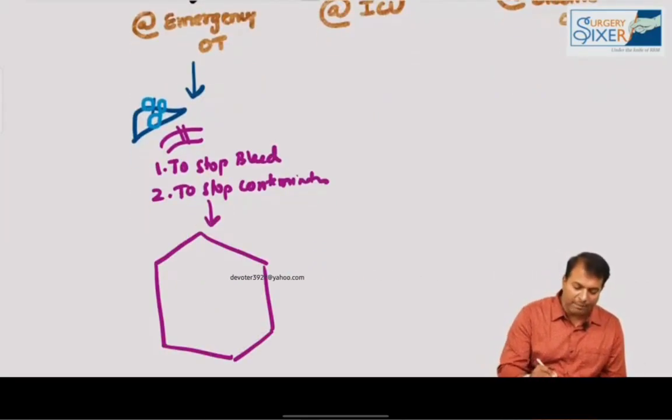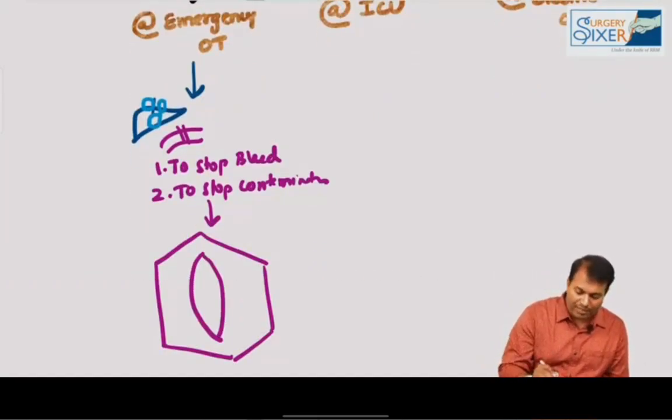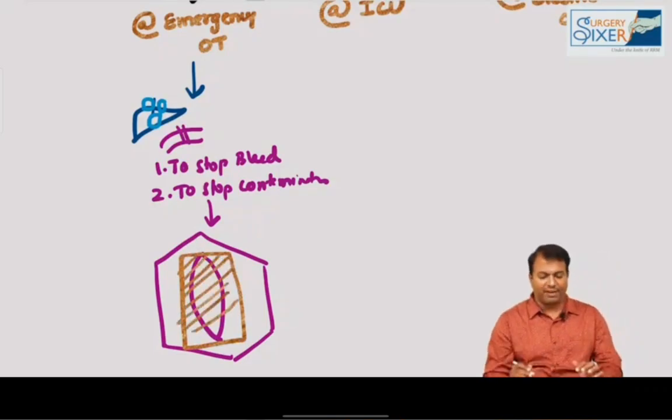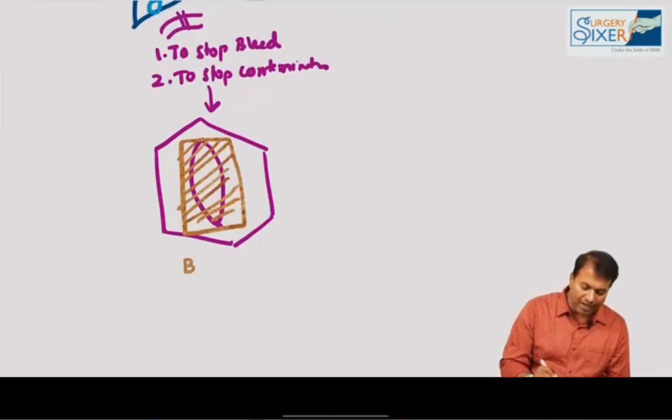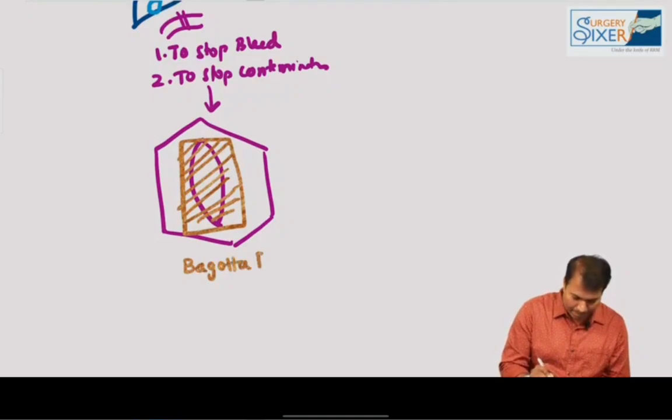keeping a sheet on the abdomen, which is already open, because I'm going to open it after some time. So I will just keep a sheet like this on the abdomen. What is the name of this sheet covering? There are many names. The Indian method commonly done in government hospitals is the Bogota bag. The Bogota bag technique is commonly used in our setup.